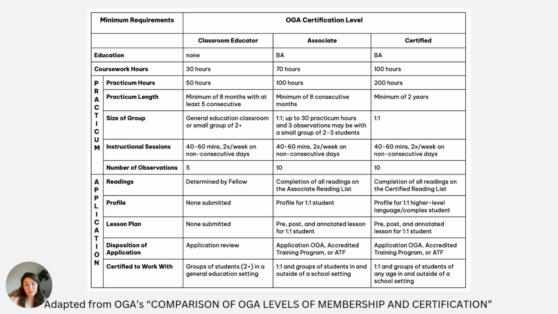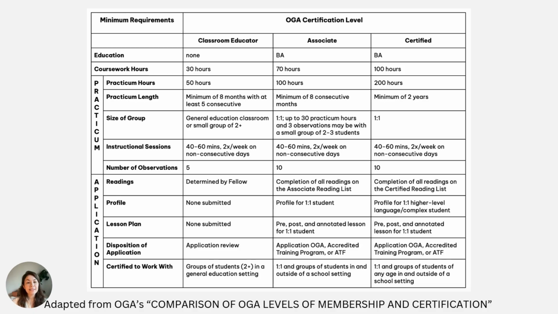So the next level of certification is the associate level. At this level, in order to actually get the certification, you are required by the academy to have at least a bachelor's degree. There are 70 hours of coursework, and depending on who your fellow is or where you get trained, that coursework might be split up in different ways. And then the practicum is a minimum of 100 hours or 100 lessons.